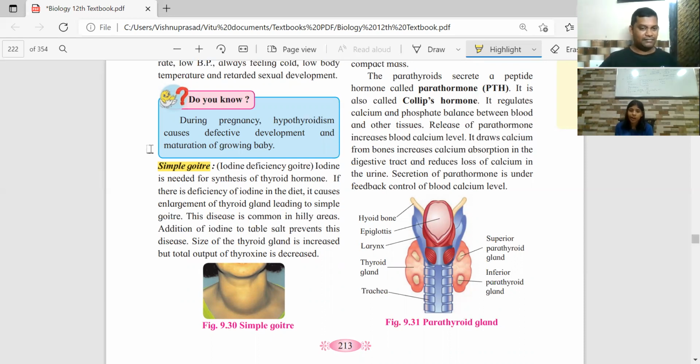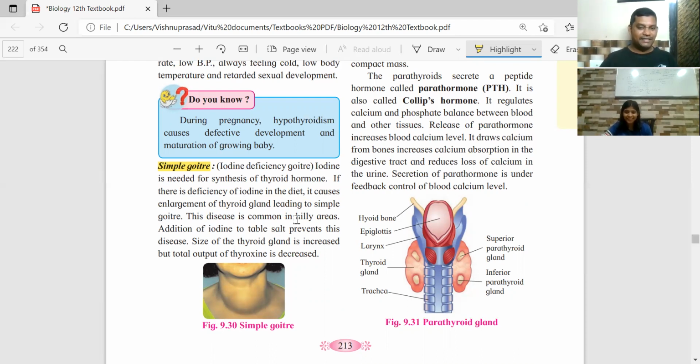Iodine will be less, so thyroxine hormone formation will be affected. We have just seen that iodine is necessary for thyroxine. It's a component of that molecule, T3 and T4. So if there is less iodine in the diet, the thyroxine hormone production will be less. So the thyroid follicles start swelling. That swelling is a simple goiter. You can see the swelling over here in the neck.